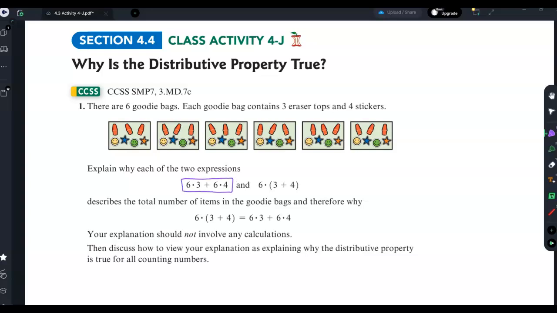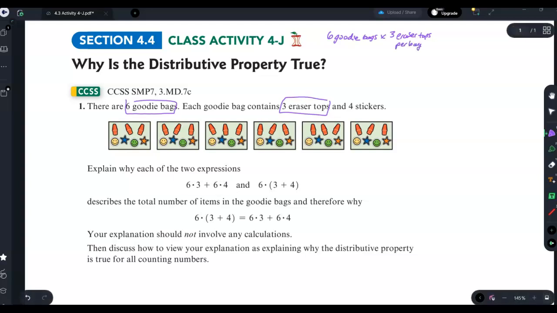So, if I did 6 times 3, where is that coming from? Well, I know there's 3 eraser tops, right? And where does the 6 come from? It comes from there's 6 goodie bags. So wherever I have some room here, I'm going to squeeze this in. So I could say I have 6 goodie bags times 3 eraser tops per bag.